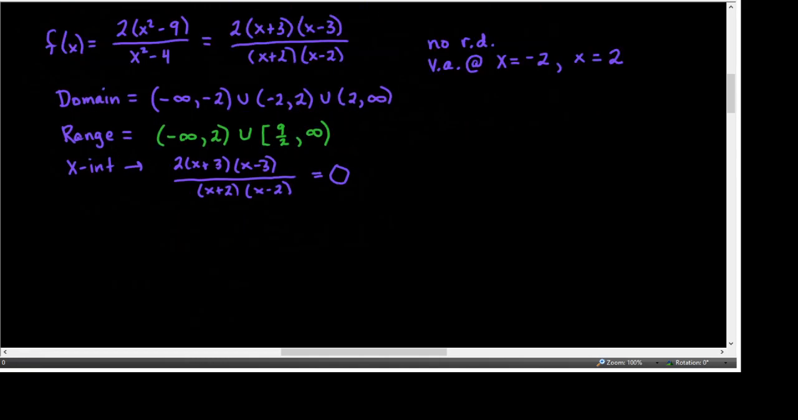So that means that 2 times (x plus 3) times (x minus 3) would be 0. And so that means that the x-intercepts are -3 and 3. The y-intercepts occur when x is 0.